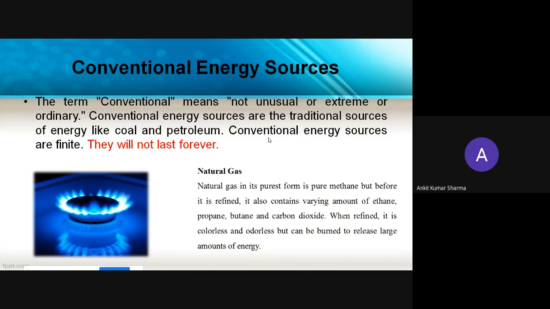Okay. So, what is natural gas? Natural gas in its purest form is pure methane, but before it is refined, it also contains varying amounts of ethane, propane, butane, and carbon dioxide. But after refining, it contains only pure methane. It's colorless and odorless, but can be burnt to release a large amount of energy. So it's a source of energy. Natural gas is a source of energy, and it's part of the conventional energy sources.